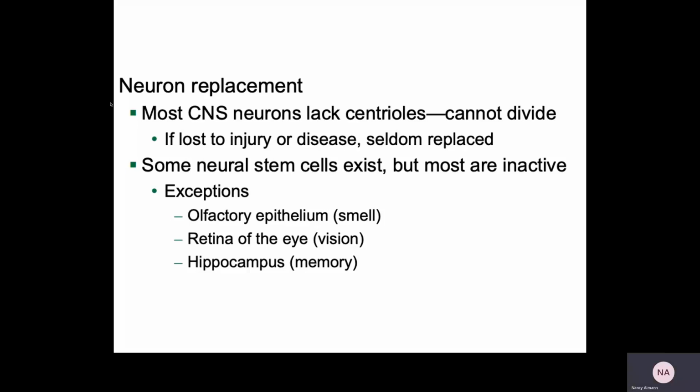There are some neural stem cells. Most are going to be inactive. There are some exceptions. The olfactory epithelium. Those keep reproducing. The retina of the eye. That'll keep reproducing. Yahoo! And the hippocampus, which is a small area within the brain that is associated with memory.